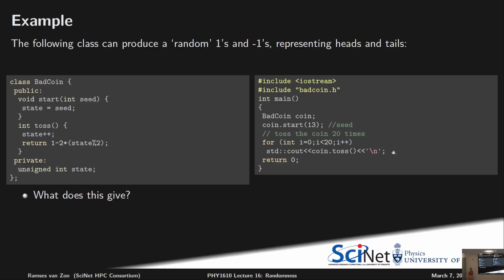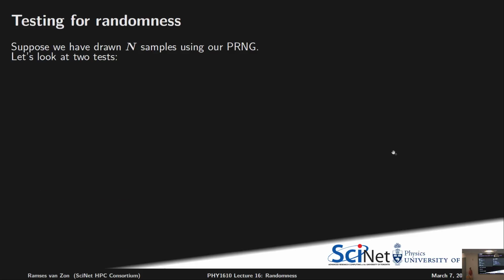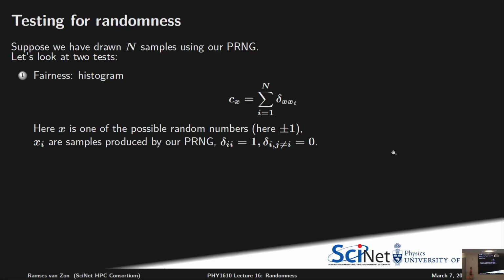Yeah. So let's see what that does, whether it's fair, and whether the samples are independent. Those are going to be our two main concerns. So we're going to draw n samples. We had 20 in the example, and we'll look at two tests. First, fairness, where we're just counting each of the values. So the value here is plus or minus 1. So I'm just counting how many of my x_i, so the x_i is my series of values, are plus 1 and how many are minus 1. So I'm just counting. It's just a histogram. If it's fair, then c plus 1 and c minus 1 should be roughly the same, right?